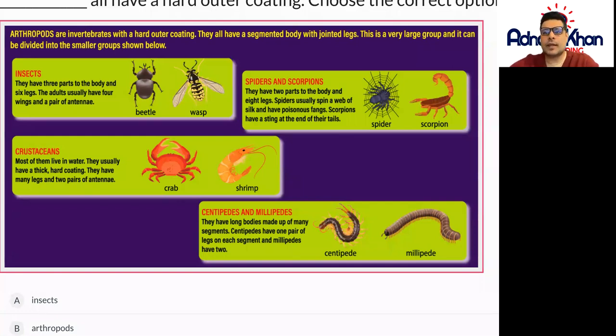Spiders and scorpions have 2 parts to the body and 8 legs. Spiders usually spin a web of silk and have poisonous fangs, maybe some of them, not all of them. And scorpions have a sting at the end of their tails.